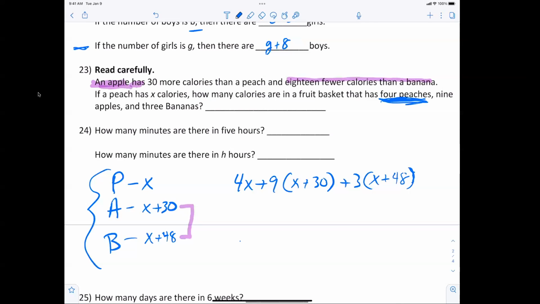24. Yes, how many minutes are there in 5 hours? That's exactly correct. So how many minutes are there in H hours? Well, that's for 5 hours. So how many are there in H hours?